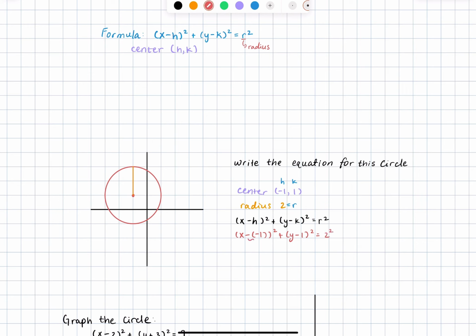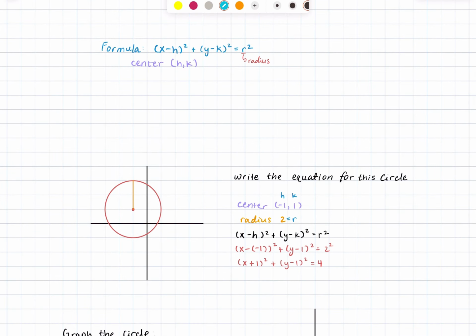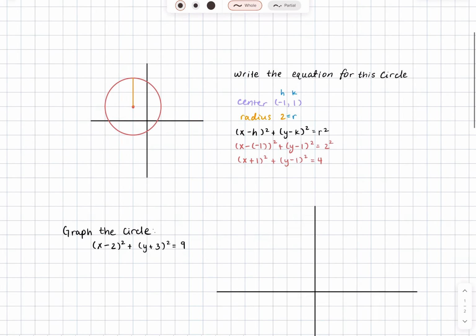Simplify this: a minus times a minus is a plus. So (x + 1)^2 + (y - 1)^2 = 4. And that is the equation for this circle. Okay, let's move on to our next example.